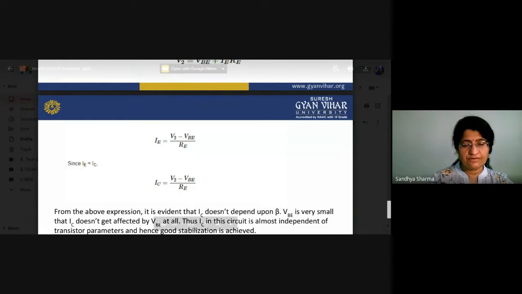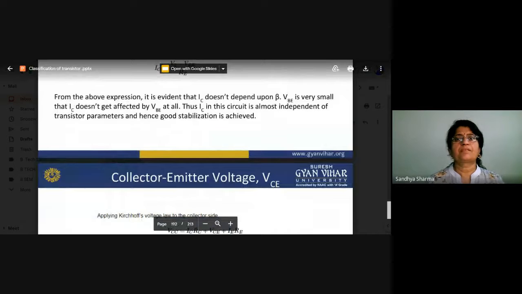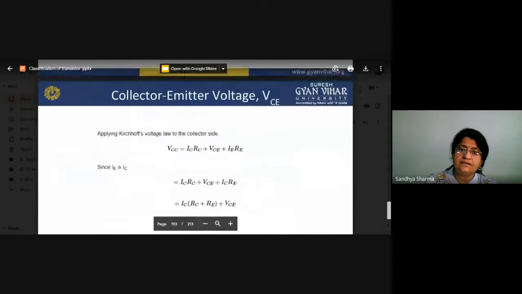So from the above equations, it is evident that IC doesn't depend on beta. VBE is very small, so IC doesn't get affected by VBE at all. So IC in the circuit is almost independent of transistor parameters. So if you are talking about the collector current, it is independent of transistor parameters and good stabilization is achieved. What about the collector emitter voltage?